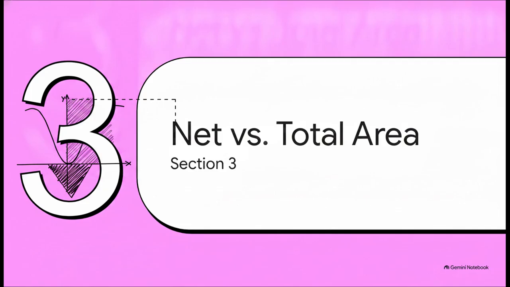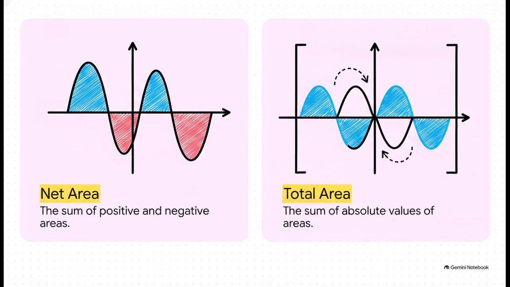That brings us right to Section 3, net versus total area. All right, the absolutely crucial thing to grasp here is the difference between net signed area and total area. When a function dips below the horizontal x-axis, the physical area calculated between the curve and the axis is mathematically considered negative. Net signed area adds the positive area above the axis and explicitly subtracts the negative area below it. If those two physical areas are identical in size, just like our two triangles from a minute ago, your net signed area is exactly 0.